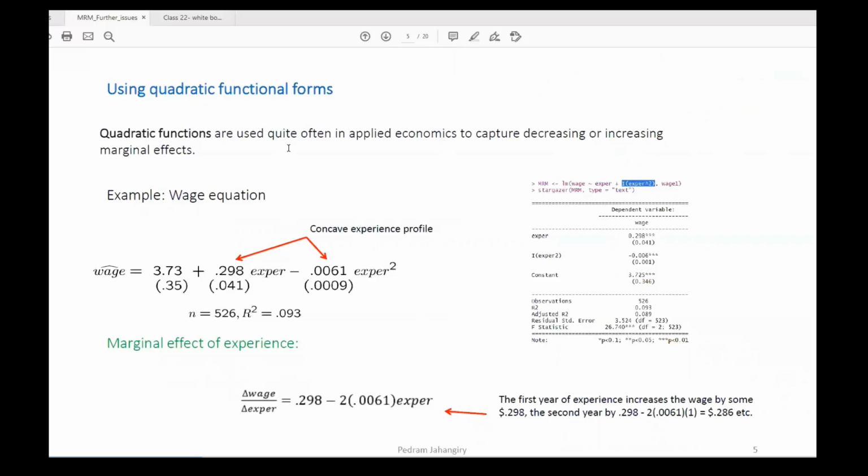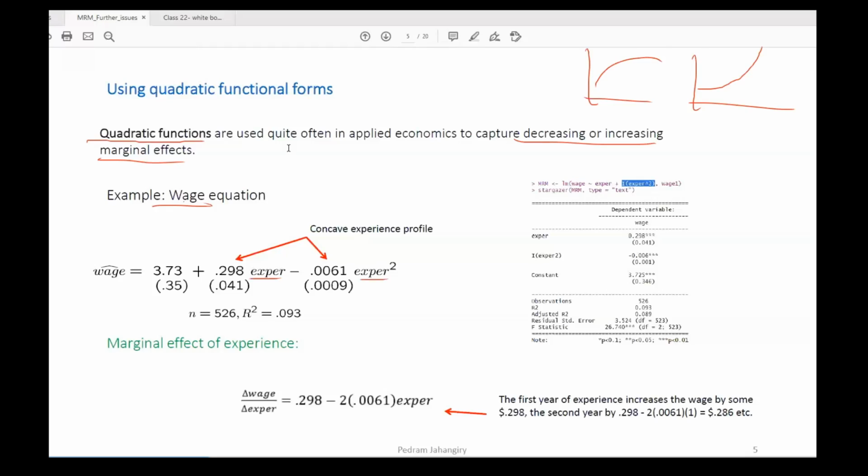By putting the quadratic version of your explanatory variable in the model, right? So let's go over this, and this is important. Quadratic functions are used often in applied economics to capture decreasing or increasing marginal effect. So the thing that I just plotted for you. So if you believe that there is increasing marginal effect, or if you believe that there is decreasing marginal effect, we can use quadratic functions, right? Now let's look at our example. We are regressing wage on experience and experience squared.